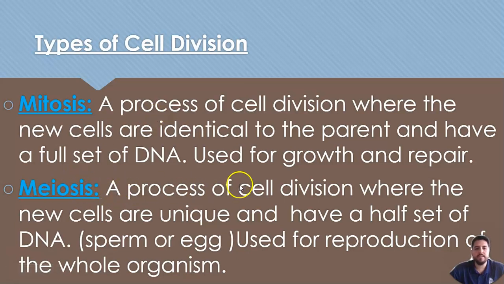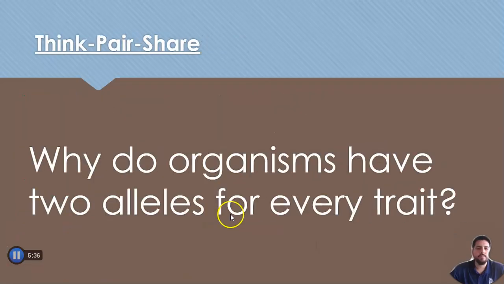Meiosis, on the other hand, is a process of cell division where the new cells are unique and have half a set of DNA. Another word for these types of cells are haploid cells or sex cells or gametes. These gametes include sperm cells or egg cells, depending on if they're male, sperm, or female, eggs. And these are used for reproduction of the whole organism. So again, meiosis only happens in organisms that reproduce sexually, and this is how those sex cells are made.